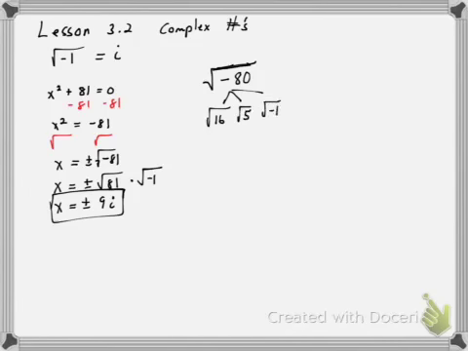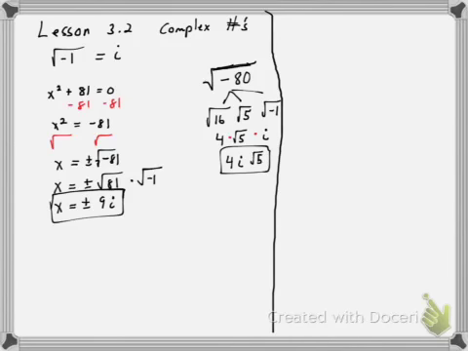Okay, another problem that we have. Maybe we start with the square root of -80. The biggest perfect square that goes into 80 is 16. So we're going to break it down into the square root of 16, 16 goes into 80 5 times, so square root of 5, times the square root of -1. Square root of 16 is 4. Square root of 5 does not simplify. Square root of -1 is i.